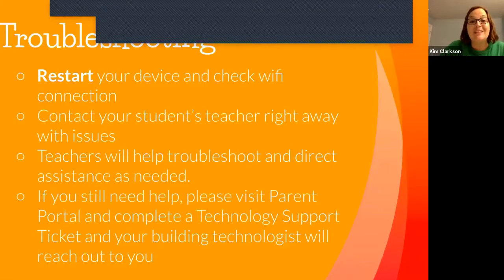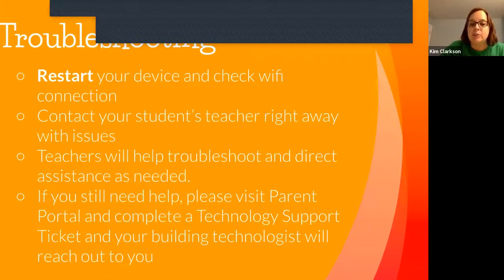Some troubleshooting tips for Chromebook specifically. Things happen with technology, and when those things happen, our number one recommendation is to simply restart the device. With Chromebooks, that is an amazing, helpful idea, to simply fully turn it off and turn it back on. The next suggestion would be to check Wi-Fi. That can have an impact on your child's device and how it's working.